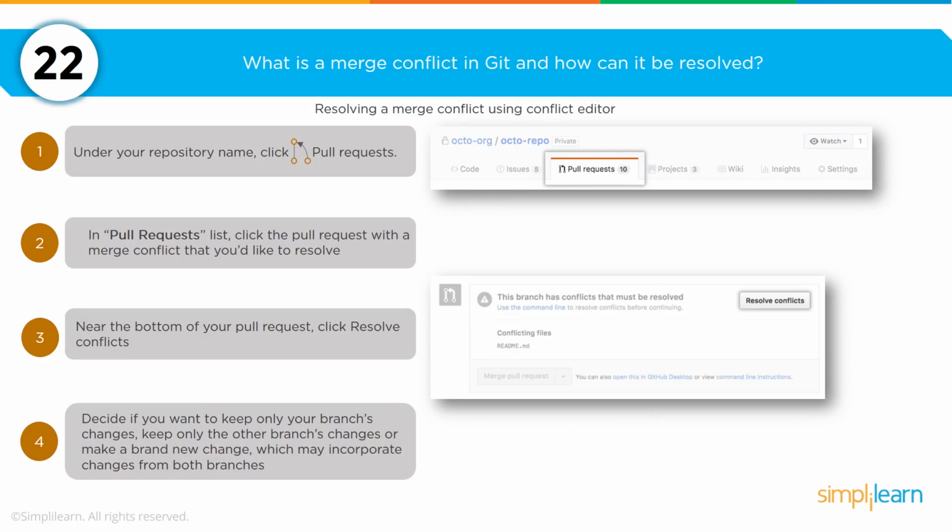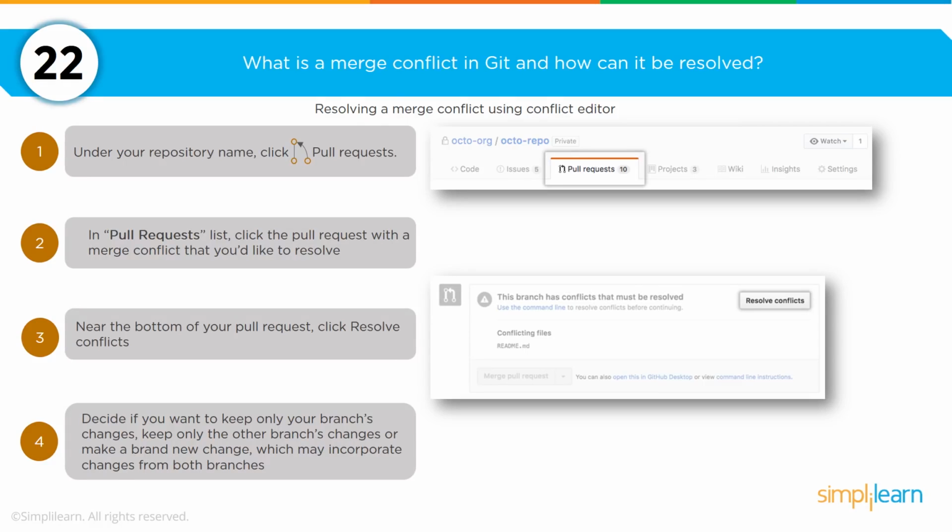The first step would be under GitHub. You want to be able to pull the repository name and then the pull request around that repository. In the pull request list, click the pull request with a merge conflict that you'd like to resolve. And that will pull up a file that will list out all of the conflicts for you. Near the bottom of that file will be a list of the requests that need to be resolved.